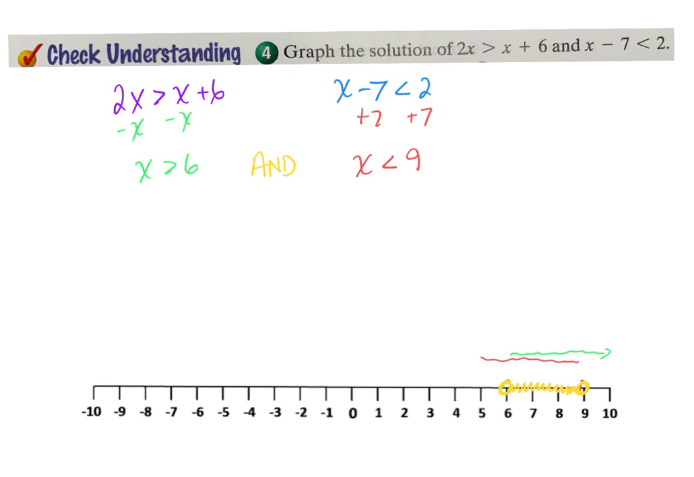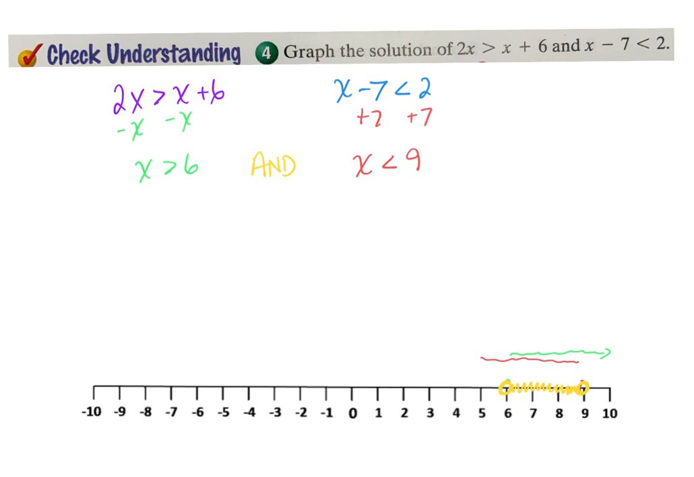If they did not cross over, an "and" would be an empty set, no solution. So if it is an "and" and they do not cross, you have no solution. That's not true for "or," but for "and," it can be no solution. So go ahead and try the middle of page 28, check understanding number 4.